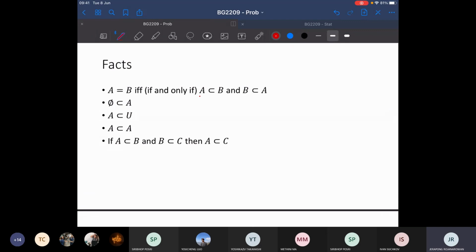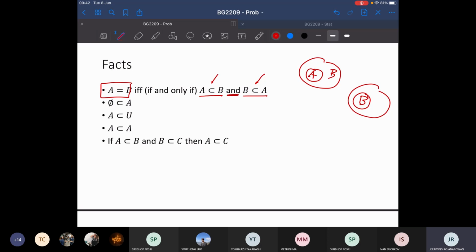If you imagine that A is a subset of B, and B is a subset of A, okay, A is inside B, and at the same time, B is inside A. The only way that can happen is when A is equal to B. So in this case, is it true that if A is equal to B, A is a subset of B and B is a subset of A?